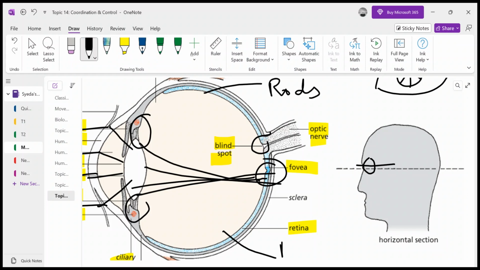Rods are present at the edges of the retina, while the cones are present here at the fovea. At the fovea, cones are found in large numbers, right? So at this side cones are found, and at the edges of the retina rods are found. This is something that you must know: the division of rods and cones, where they are found more abundantly. You should know about it.